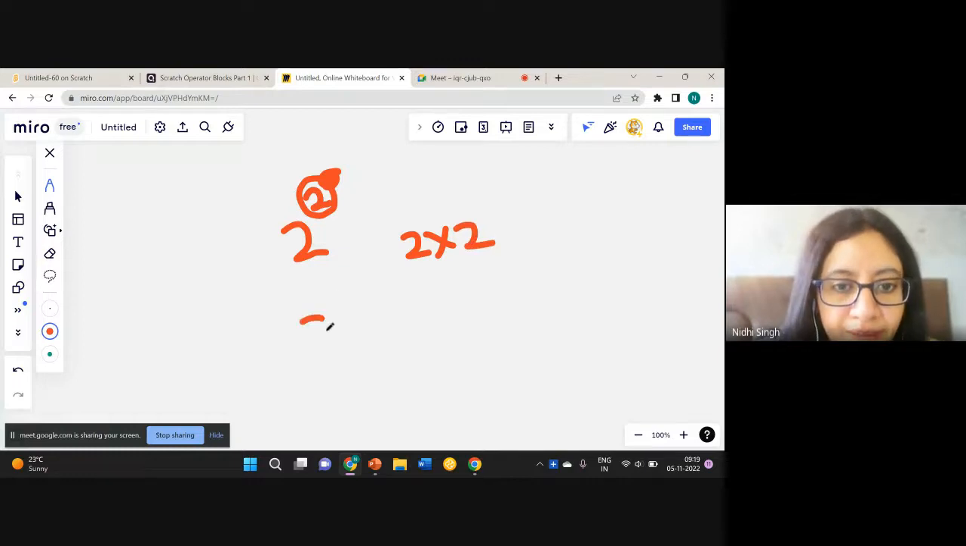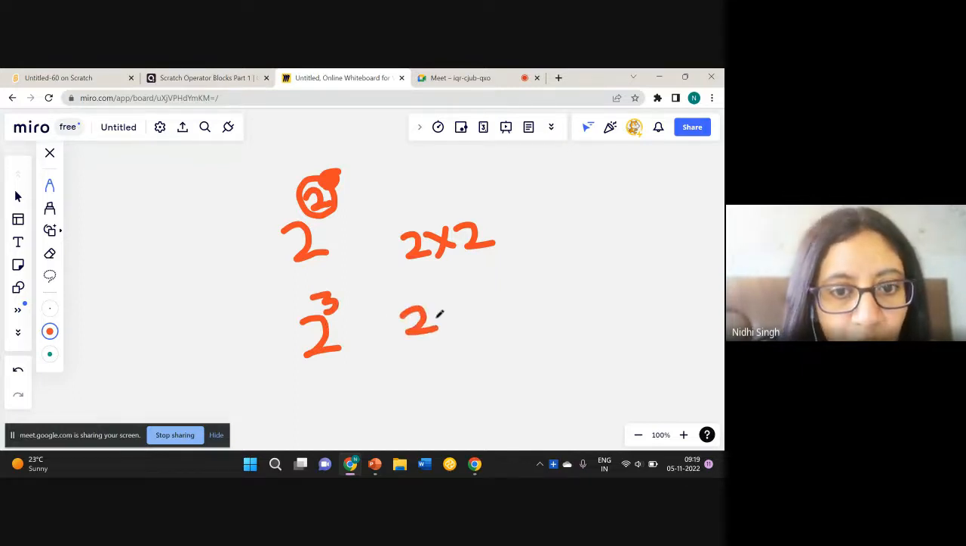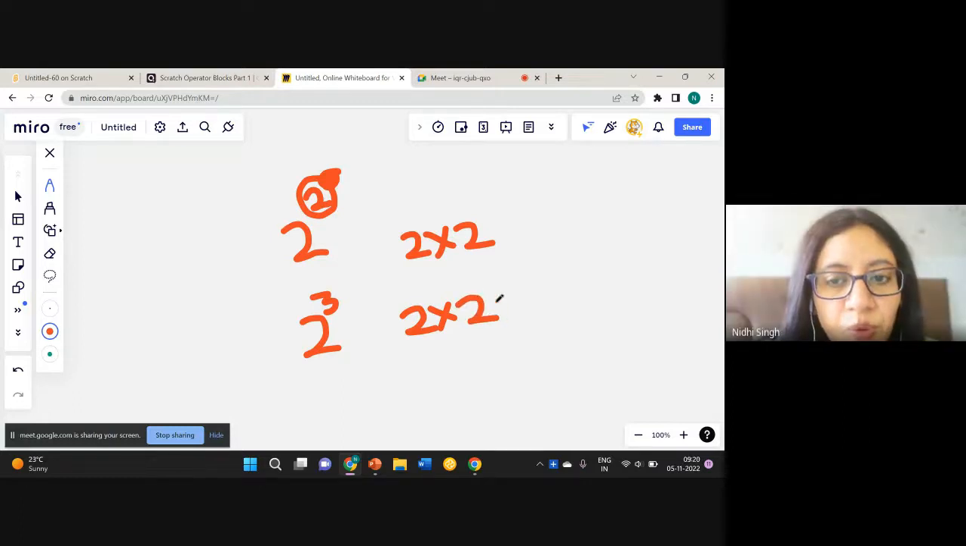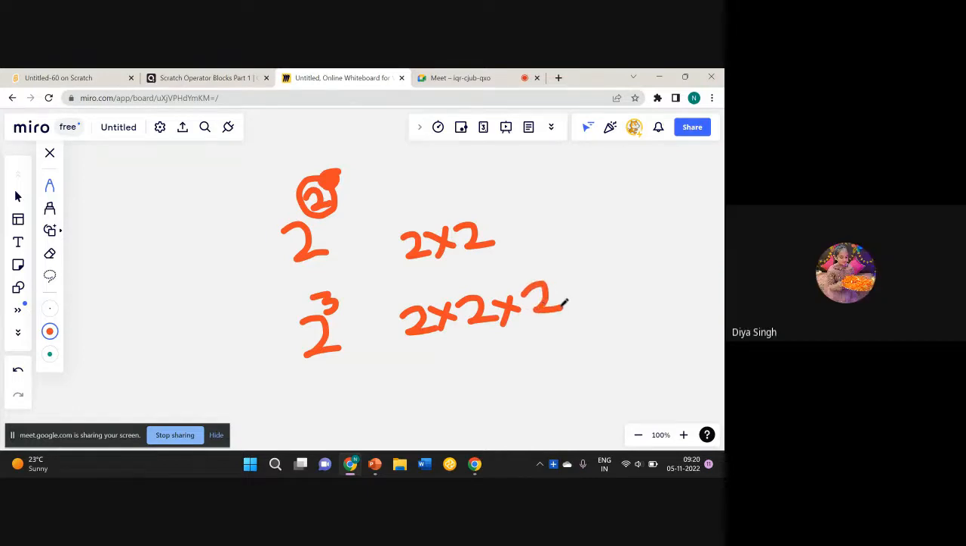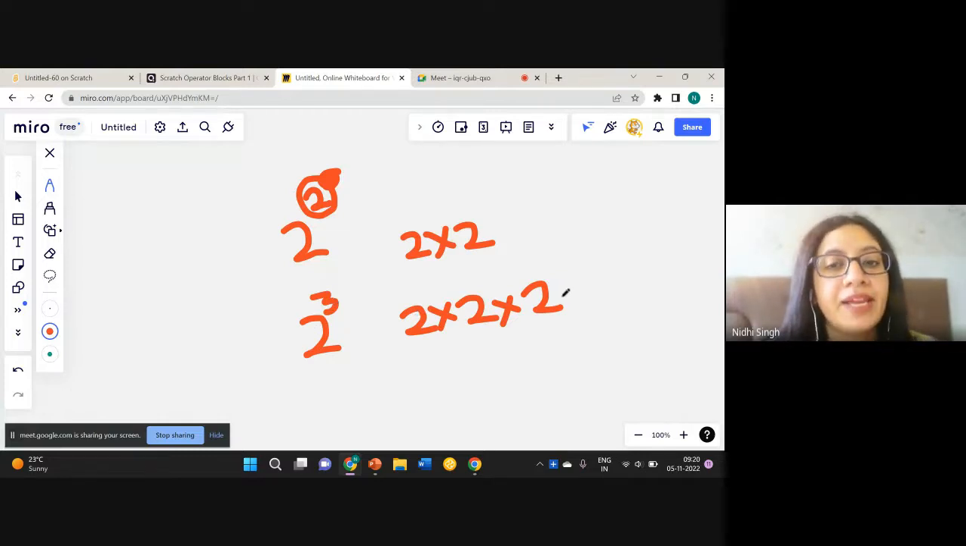Let's see the other one, 2 power 3. That means we are multiplying 2 how many times? Ma'am, 3 times. So what will be the answer? 2 with power 3 means we are multiplying 2 three times, so the answer will be 8.